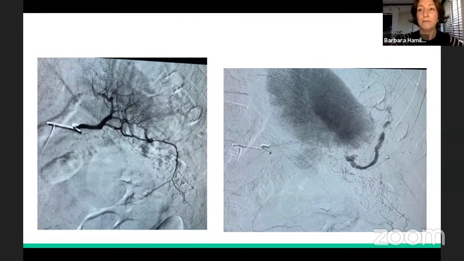So very exciting when you see the problem, because then you can go out into the little splenic branch that is specifically supplying the bleeder, and you can just close that down selectively.